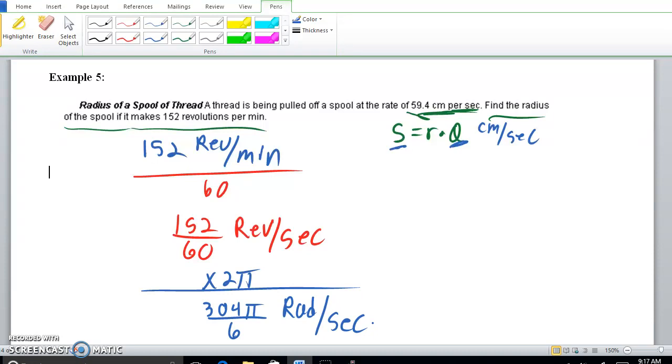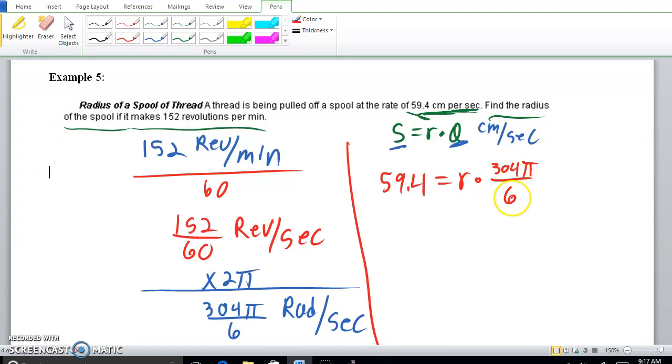So anyways, all right. Now it's time to go back to where we started. Like I said, in this problem, we already know what S is. S is my arc length, and they gave that to us. They said it goes 59.4 centimeters per second. So the radius, we don't know the radius. We want to figure that out. And then this would be our theta. It's going to be 304 pi all over 60.